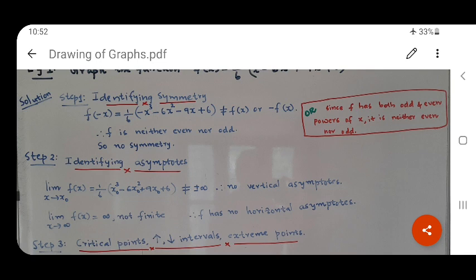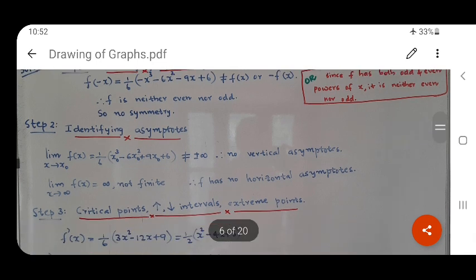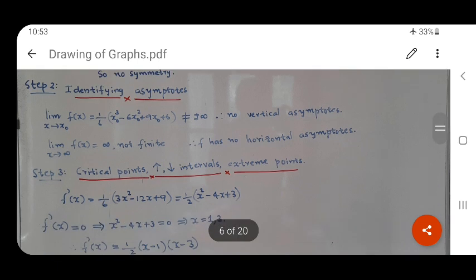So here limit as x tends to x naught of f of x is defined for all x. That is, it is never plus or minus infinity, and therefore it has no vertical asymptote. And limit as x tends to infinity of f of x is not a finite quantity. It is infinity. Therefore, it has no horizontal asymptotes also.